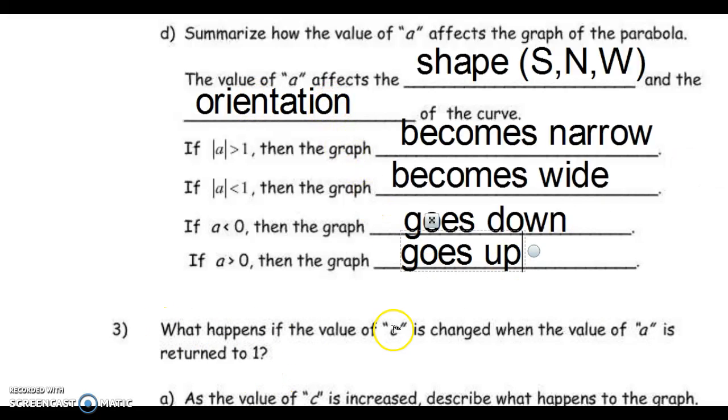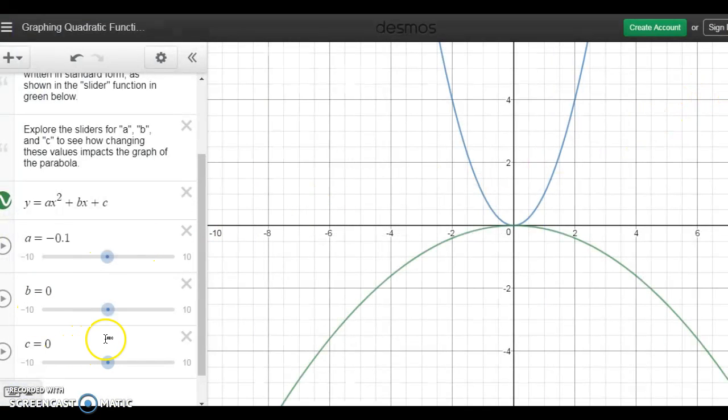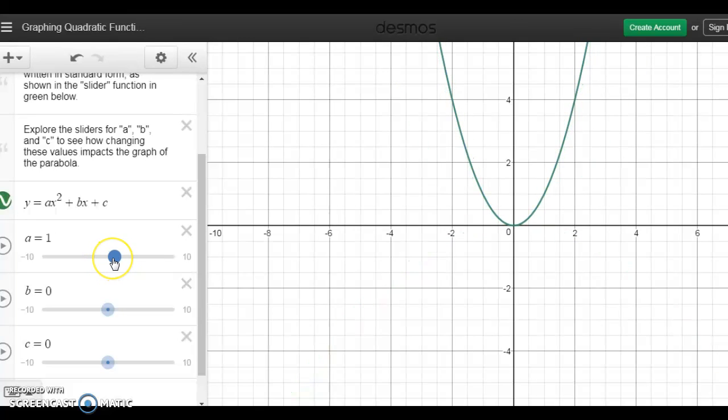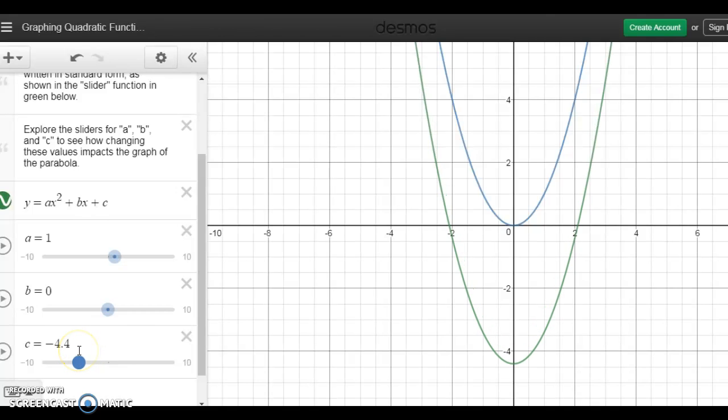Okay, next question is, let's see what c does to the graph. So let me get this back to a normal standard graph. Okay, so we'll get back to a regular standard graph right there. Now watch what c does. When I increase c, notice what the vertex does. It goes up. And then as well as going down, when c becomes a -2, notice where the vertex is, it's going down.